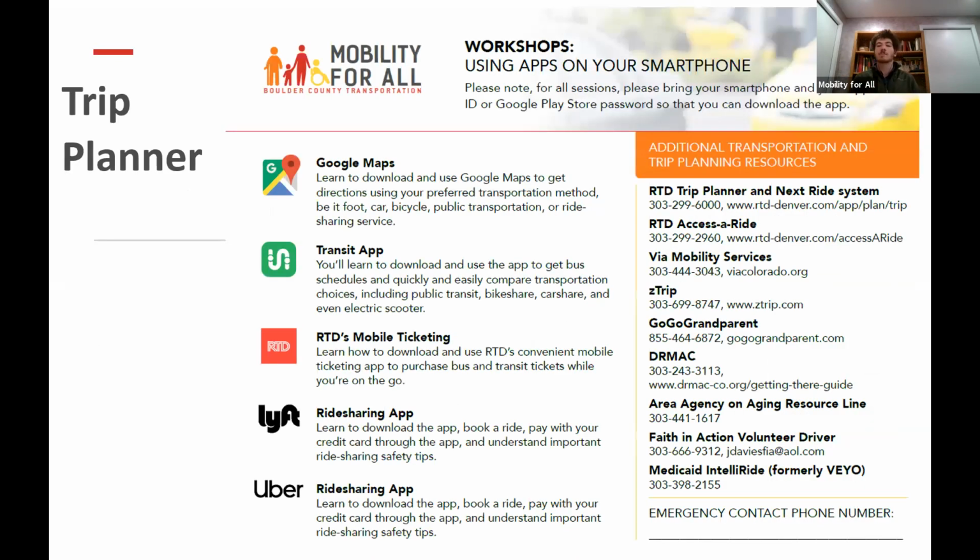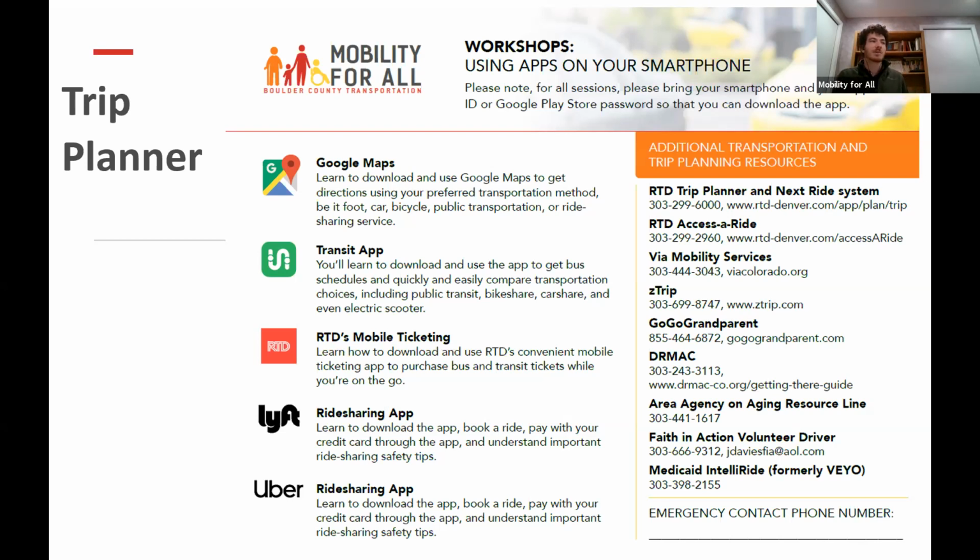So we'll start out with that trip planner worksheet that you saw. On one side of the sheet, you'll see this page here. This just covers the apps that we cover in each of our classes: Google Maps, Transit app, RTD mobile ticketing, Lyft, and Uber, with a brief description of what each application does, as well as some additional transportation resources that are really handy to have. We include the RTD trip planner and next ride system, and that includes a phone number where you can call RTD and they can help you trip plan. So let's say you missed your bus and you needed help, you can call that number and they'll talk you through what bus you need.